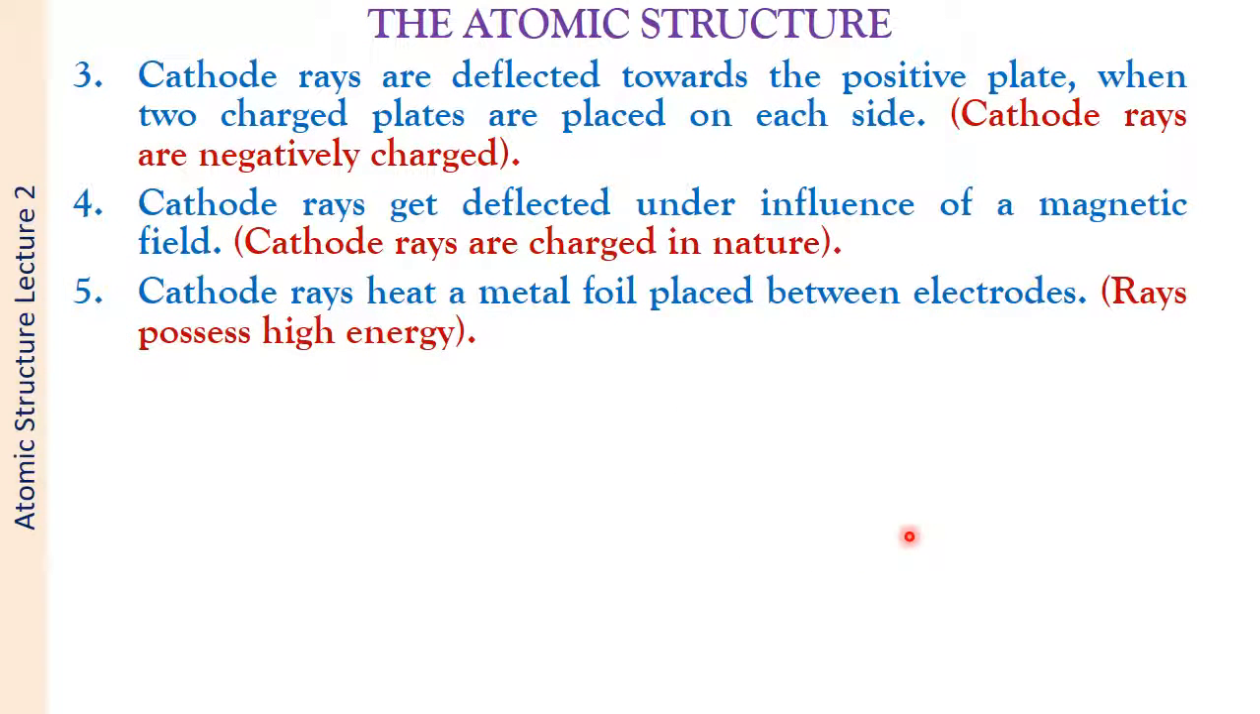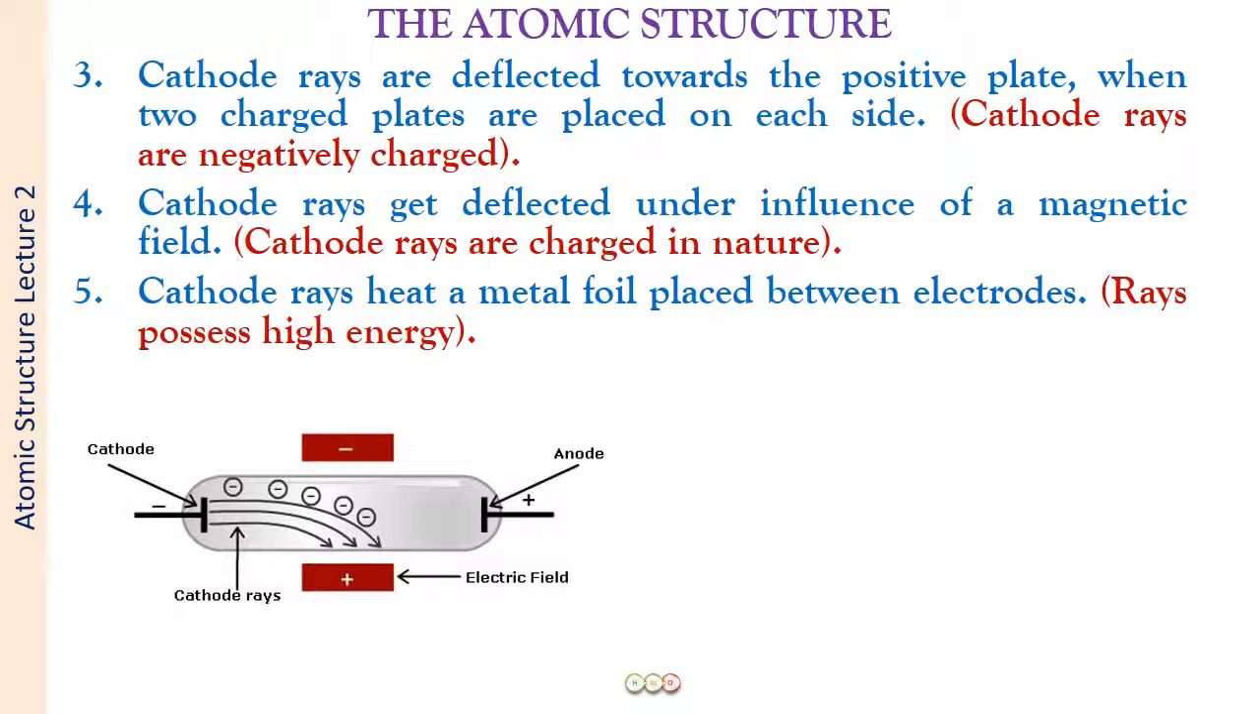The next property is that the cathode rays are deflected towards the positive plate when two charged plates are placed on each side. Let us see this also with the diagram. These are the two charged plates placed on the side of the cathode ray tube. When the electric field is applied, we see that the cathode rays bend towards the positive plate. This showed that the cathode rays are negatively charged.